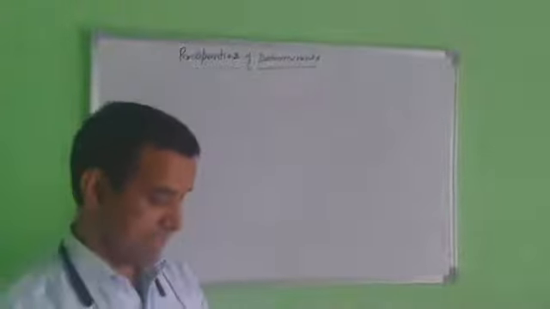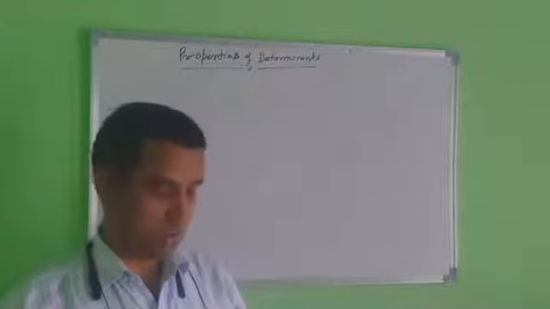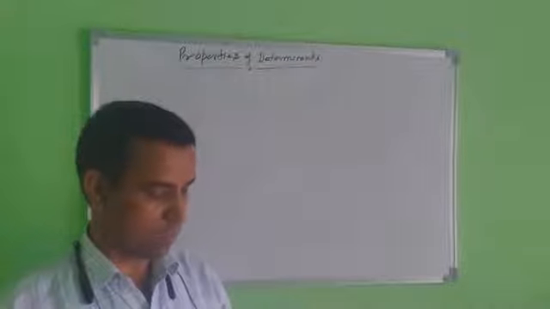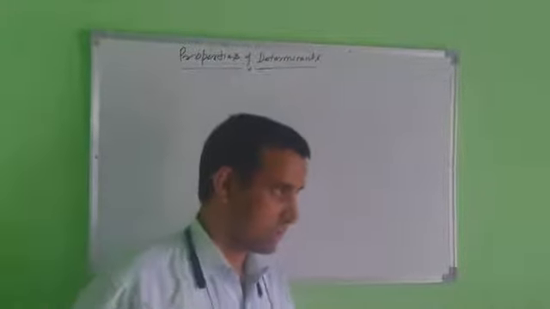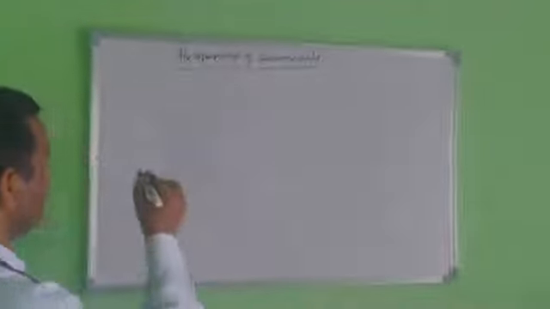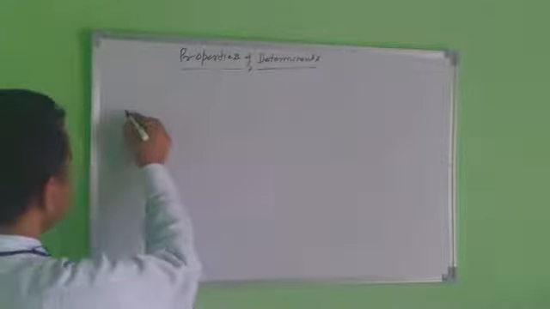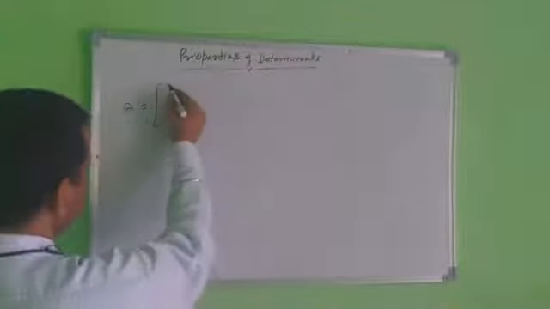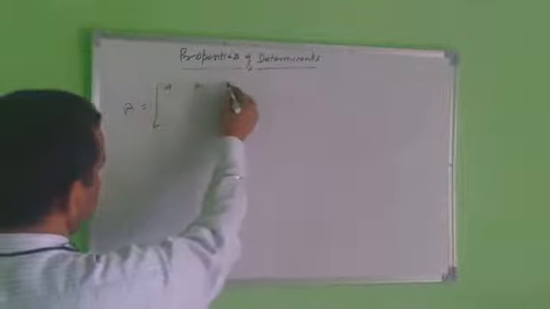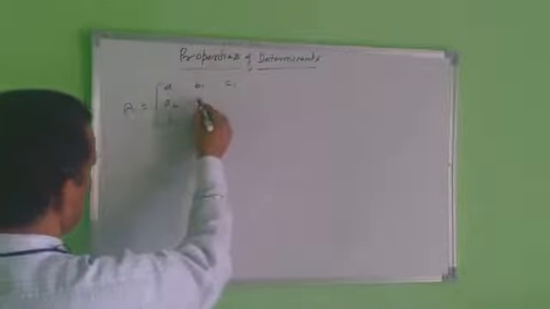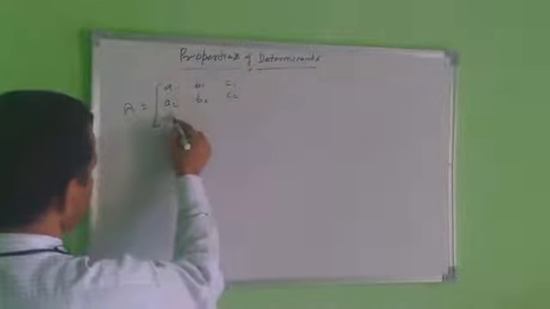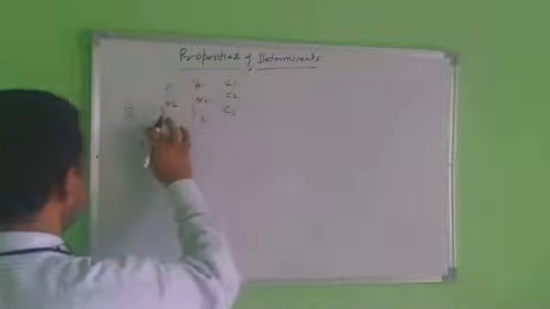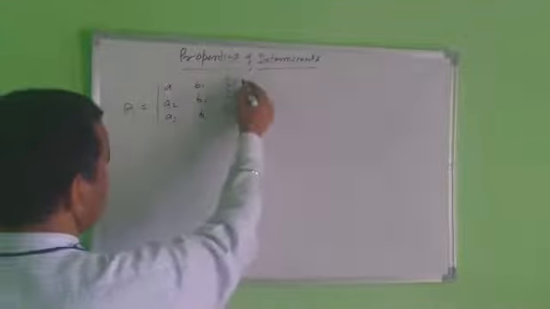First, discuss this: the value of the determinant remains unchanged if the rows and columns are interchanged. Suppose any determinant is given here: A1, B1, C1, A2, B2 and C2, A3, B3 and C3. This is not a matrix, this is a determinant, a direct determinant.